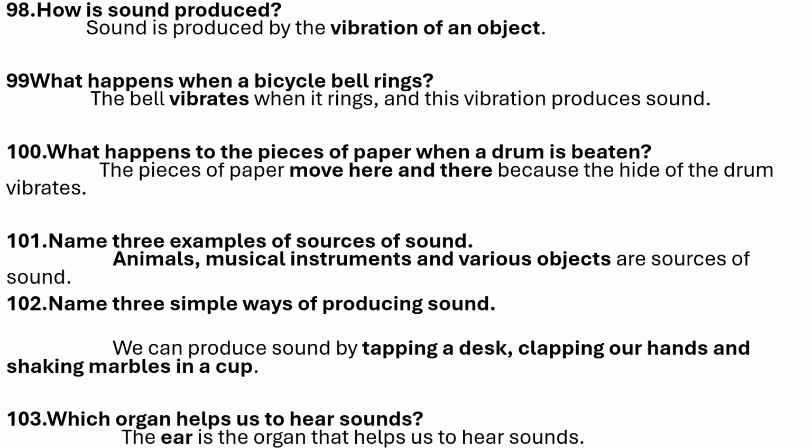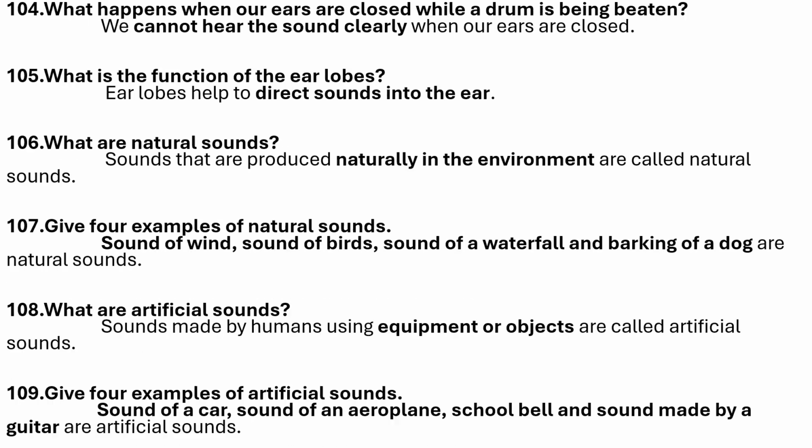Which organ helps us to hear sounds? The ear is the organ that helps us to hear sounds. What happens when our ears are closed while a drum is being beaten? We cannot hear the sound clearly when our ears are closed.